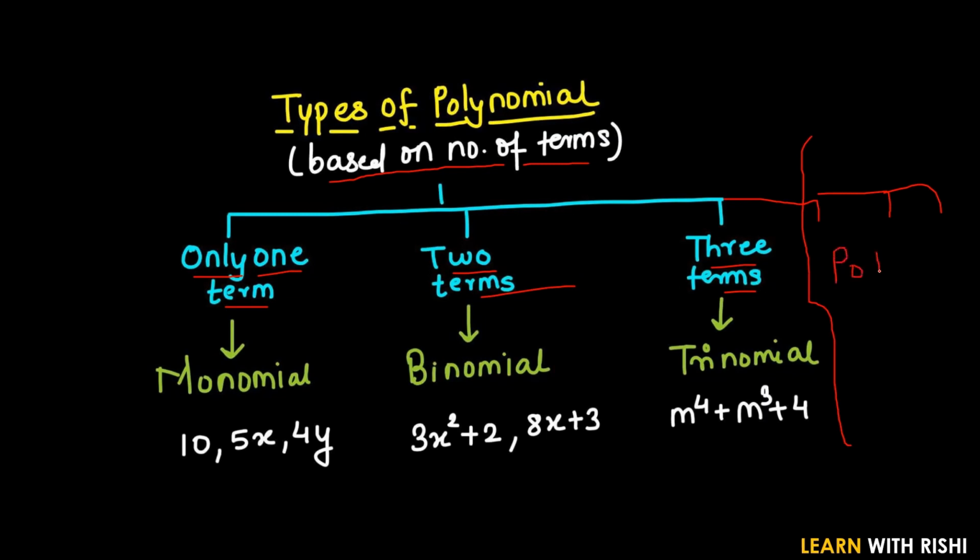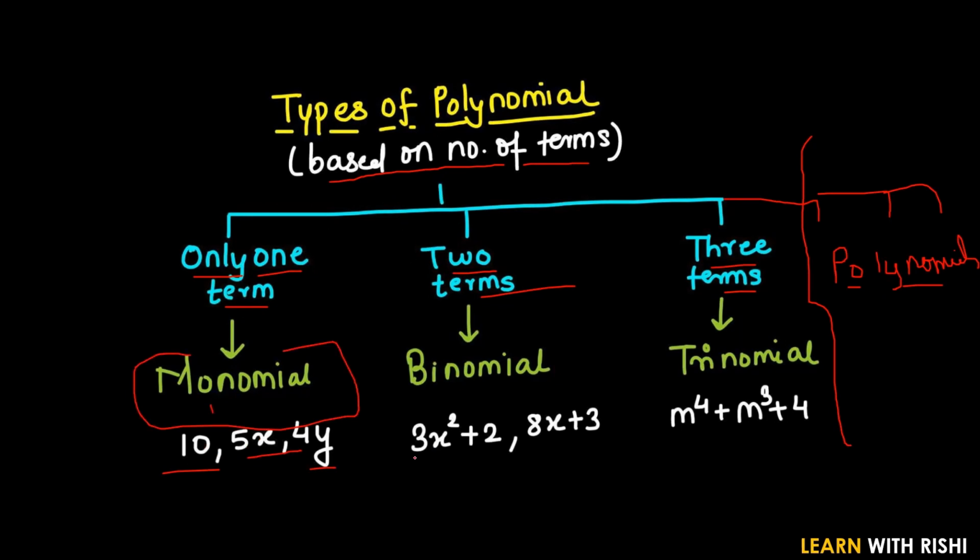If it has more than 4 terms, the general name is polynomials, many terms. So here we are learning only the first 3 types. The rest are all called polynomials. If the expression has only one term, like 10x, 10, 5x, 4y, this is only one single term. We call it a monomial. Mono means single, nomial is term, so single term, monomial.